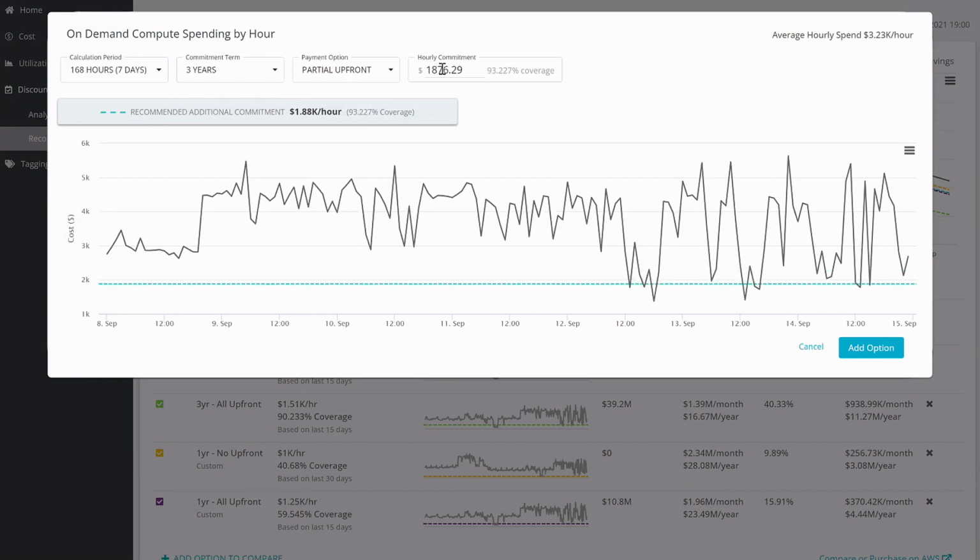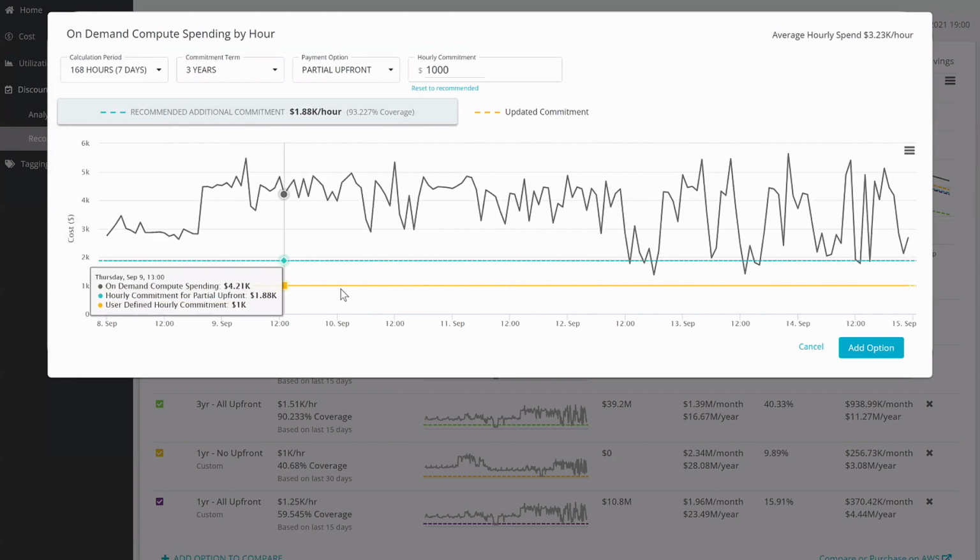We calculate what the optimal dollar amount is to commit based on that historic data set. So we'll tell you, if you were to have the same exact pattern again, this is the number you want to commit to, and you'll get the best deal. You as the human know that might not be realistic, and you may want to be a little more conservative. So I can come in and say, I'm willing to commit just $1,000. Now I see where that line drops in.